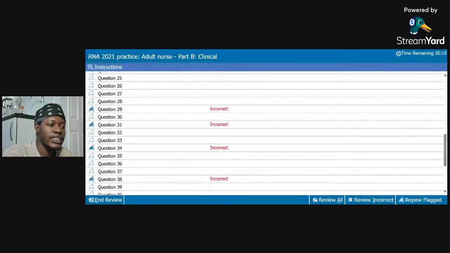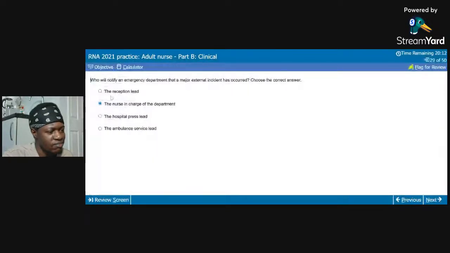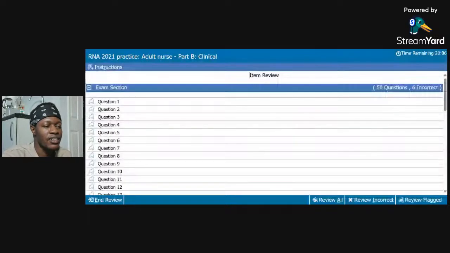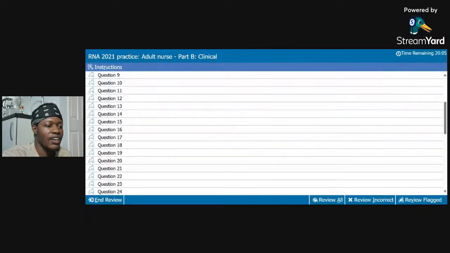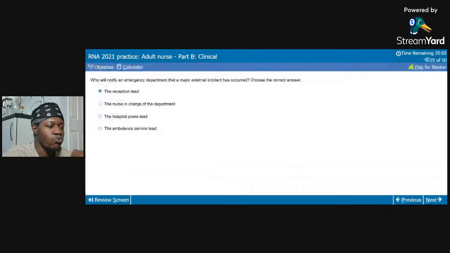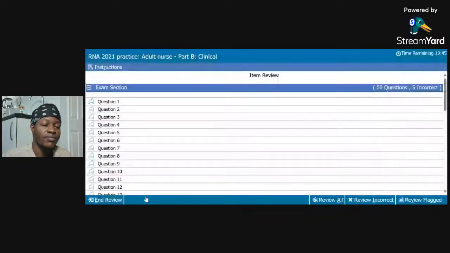So number 29 says, it's not the nurse in charge, then it will be the reception. Wait, let me understand this question very well. Who will notify an emergency department that a major external emergency department? Oh, so that is the ambulance service. Yeah.